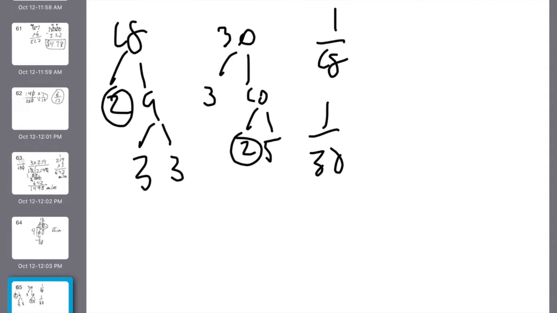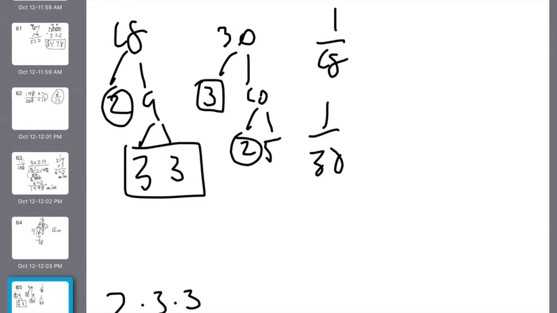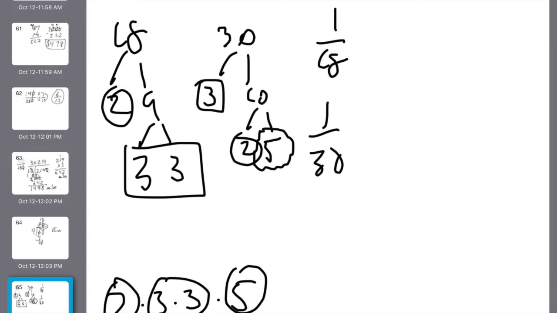Okay, so now I start looking, guys, and I see this. I see that there's 1, 2 here and 1, 2 here, so I need to use the 1, 2. It doesn't matter which one I pick. I see that there's 1, 3 here, but there's 2 3s here, so I'm going to use the 2 3s because there's more. I see that there's 1 5 here, so I have to use that as well.